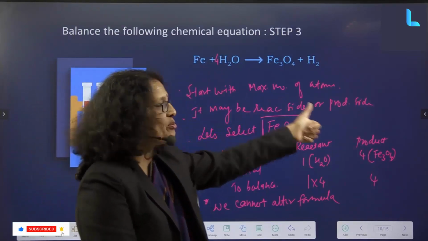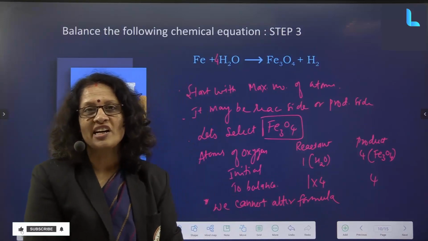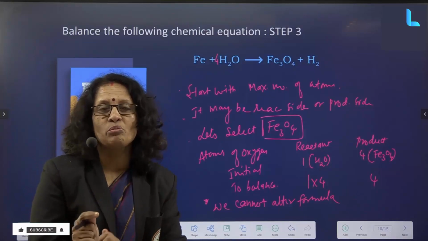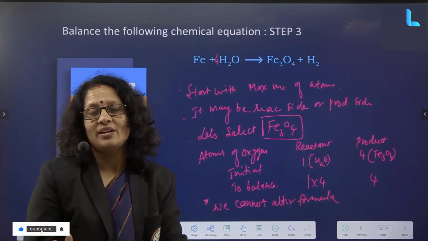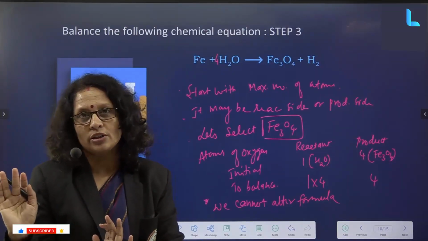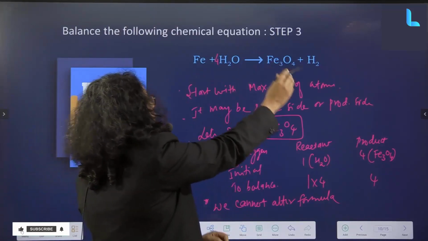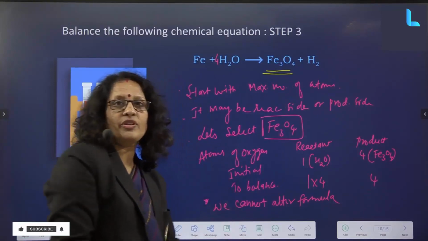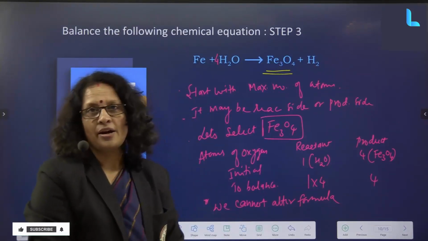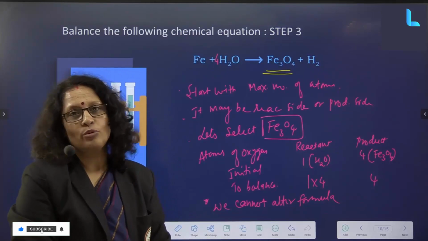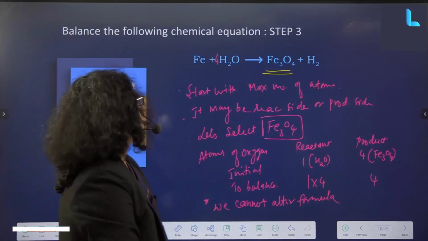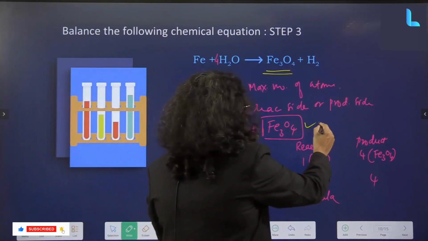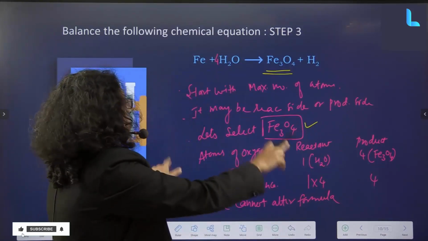First we look at the maximum number of atoms. How should we start? We should see first whichever entity has the maximum number of atoms, and start balancing from that. It can be the reactant side or product side, no problem. So in this complete equation, the maximum number of atoms is present in the entity Fe3O4, iron also 3 and oxygen also 4. So we will start from that entity. It may be reactant side or product side. So let's select Fe3O4.